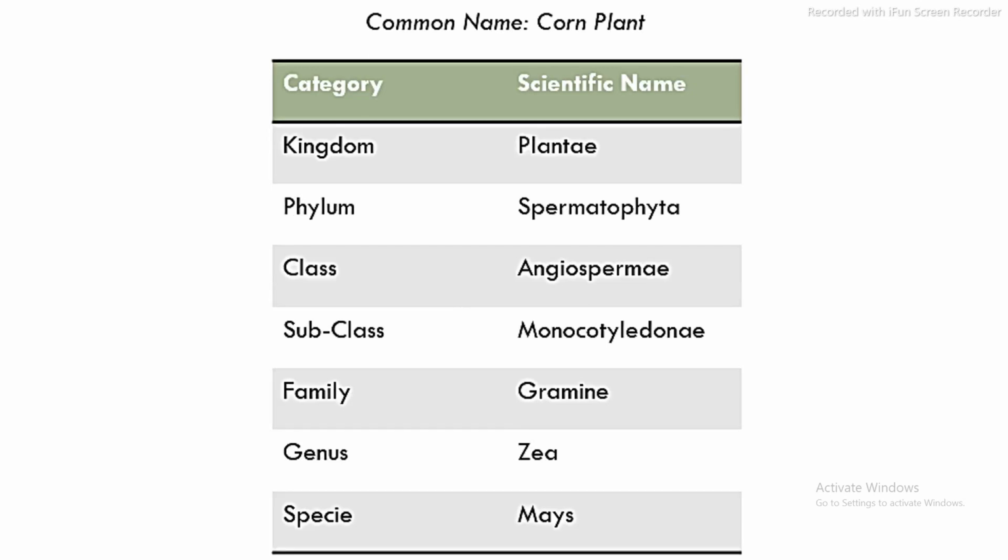So this is the example. Common name is corn plant. Category is kingdom Plantae, phylum Spermatophyta, class Angiospermae, subclass Monocotyledonei, family is Gramineae, genus is Zea, and species is Maize.